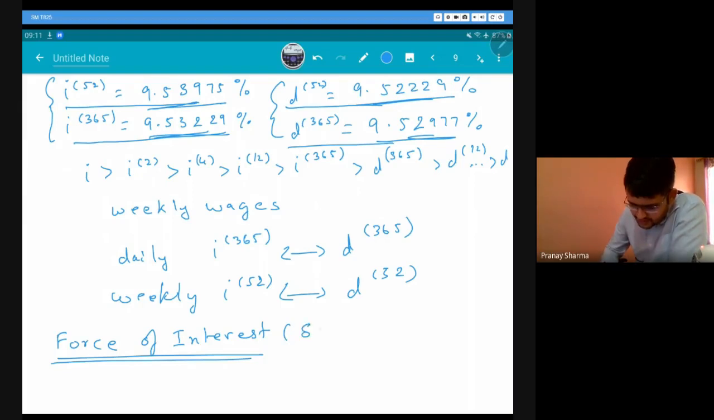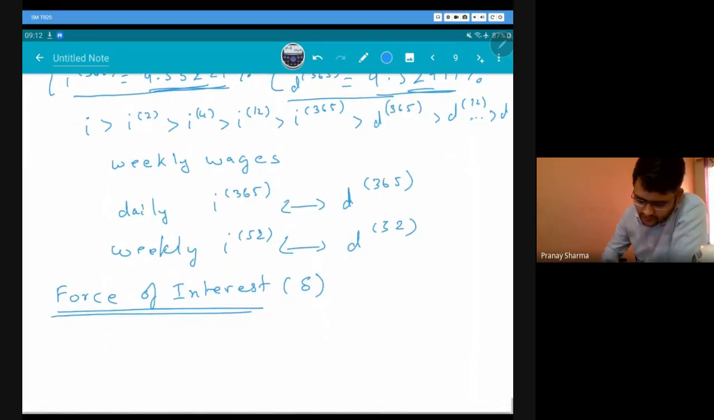Force of interest is represented as delta. I hope everybody knows delta. This is how we write delta. However you want to write it, just write an S and then join your curve. It becomes our delta. In actuality it looks something like this. This is small delta; capital delta is written like a triangle, but we'll be using small delta only, not the capital delta.